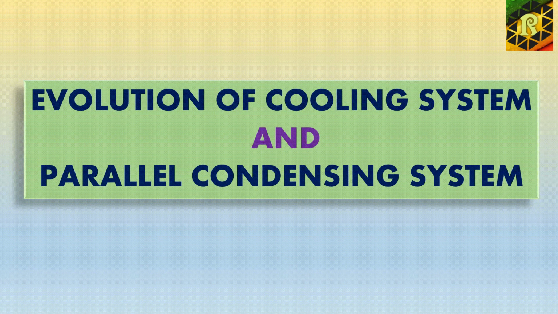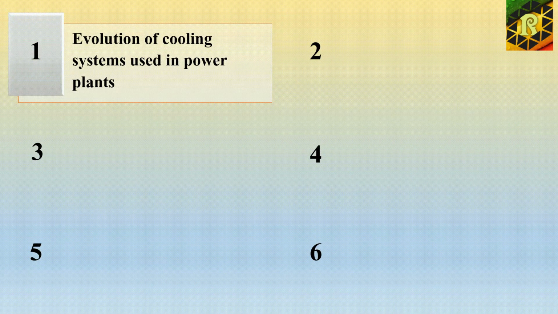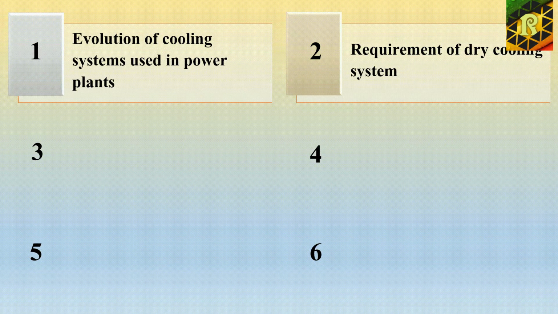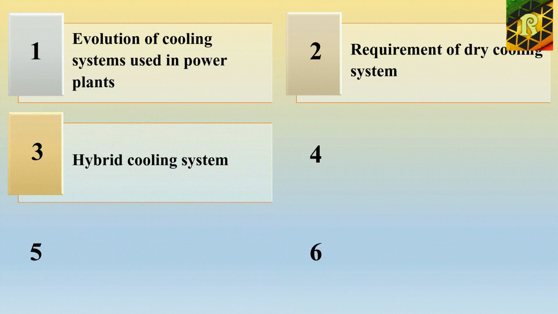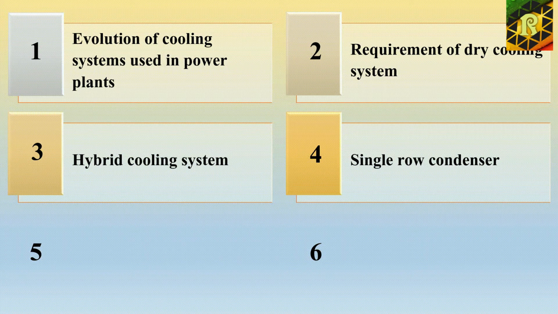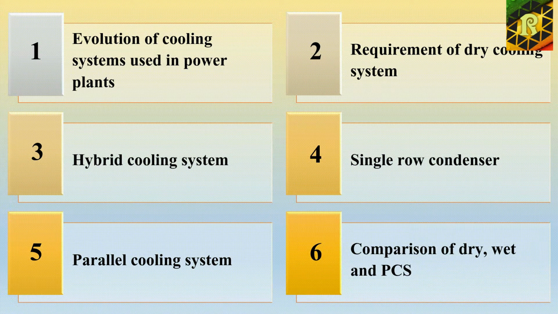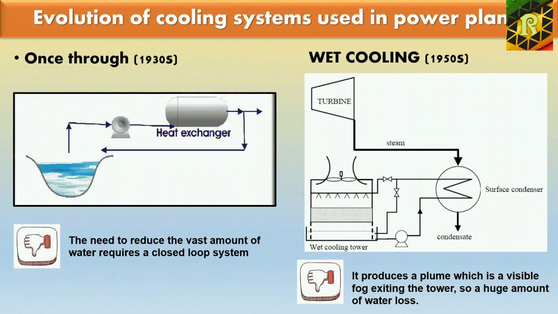Today's topic is evaluation of cooling system and parallel condensing system. The topics that will be covered in this video are evaluation of cooling system used in power plants, requirement of dry cooling system, hybrid cooling system, single row condenser, parallel cooling system, and comparison of dry, wet and parallel cooling system.